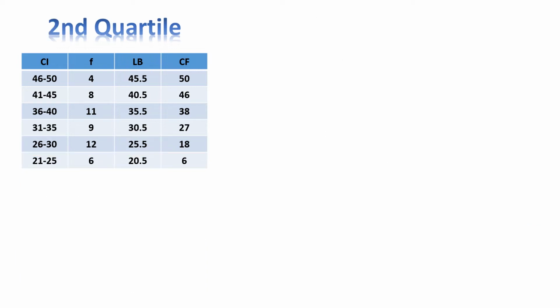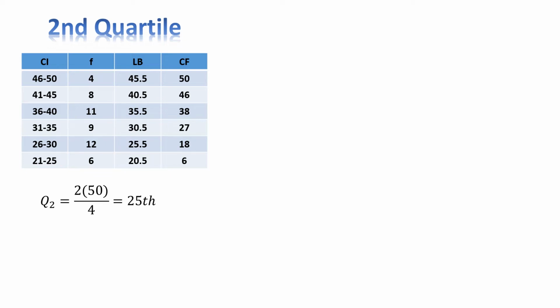Okay, this time, let's solve for the second quartile. So first, hanapin natin yung position. Since ang quartile sa Q sub 2 natin, ang formula sa paghanap ng position is K times N divided by 4, kasi nga quartile na dinidivide sa 4. So, ang formula natin for the position is Q sub 2 is equal to 2 times 50, kasi 50 yung frequency, divided by 4. So, 2 times 50 is 100 divided by 4, 25.